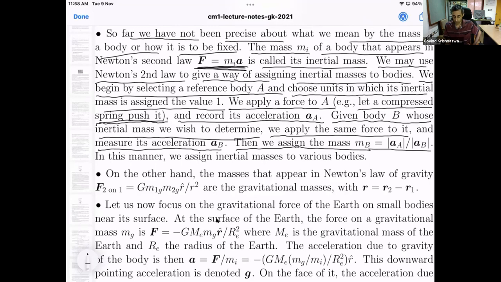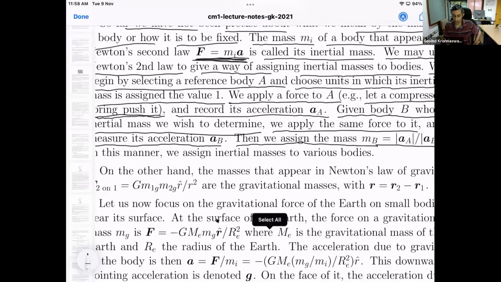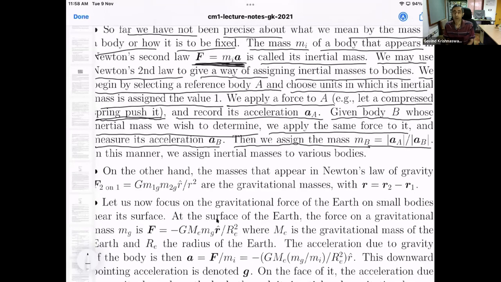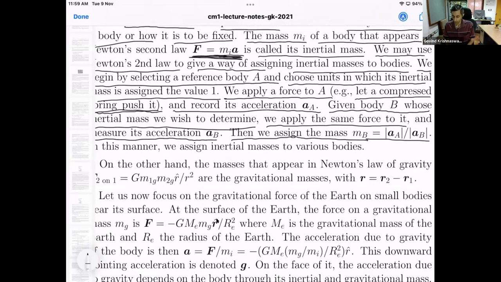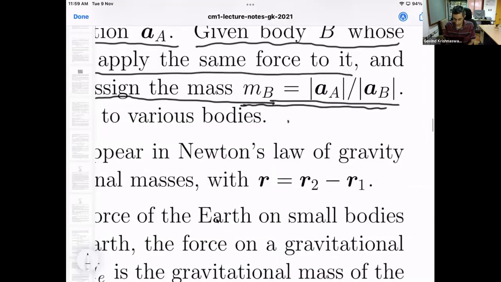Therefore, the inertial mass of body B times the acceleration of body B must equal the inertial mass of body A times the acceleration of body A. Now, 3 of these have been determined, namely the mass of body A has been assigned the value 1. Accelerations of A and B have been measured, and therefore we can conclude that AB times MB must equal AA times MA. Of course, these are vectors.